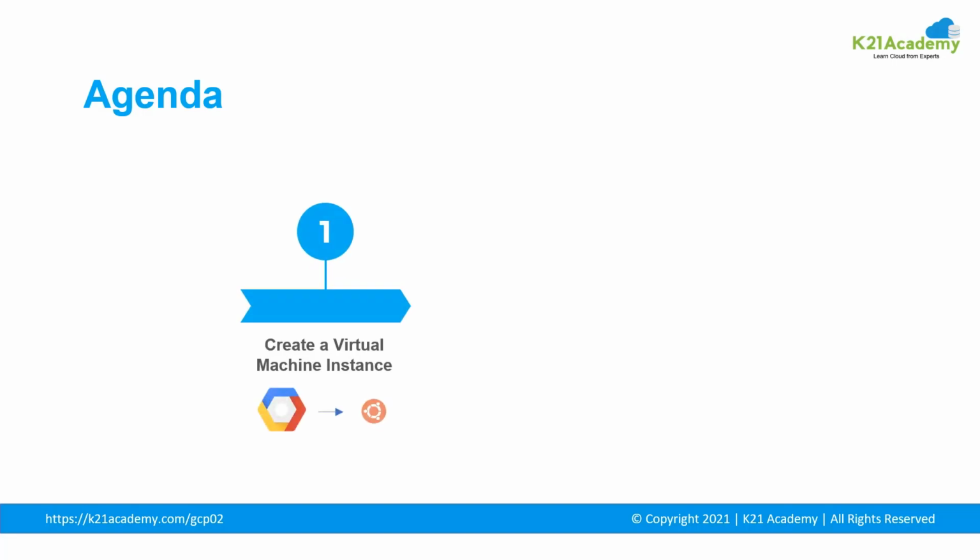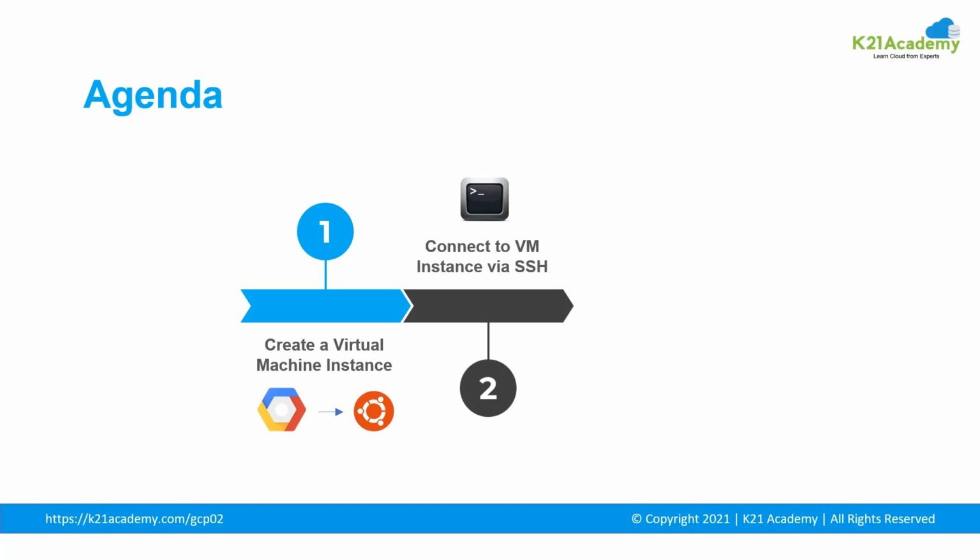Firstly, we will be seeing what is a virtual machine, and then we will see how to create a virtual machine instance, where you will be seeing how to enable API, and you will be creating a Linux virtual machine instance. And then you will be connecting to the virtual machine instance through SSH. And finally, at the end, we will be seeing how to delete the VM instance. So here we will see how to stop the Linux VM instance, and then we will see how to delete the VM instance.